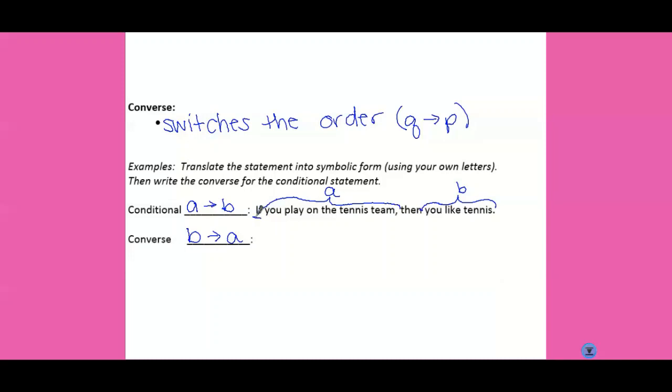When we're writing the converse, the if and the then don't switch places. So we'll still have if. We said that B is going to come first, so if you like tennis, comma, then our A part's going to come second, you play on the tennis team.